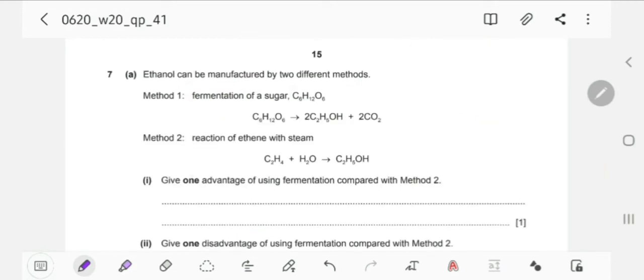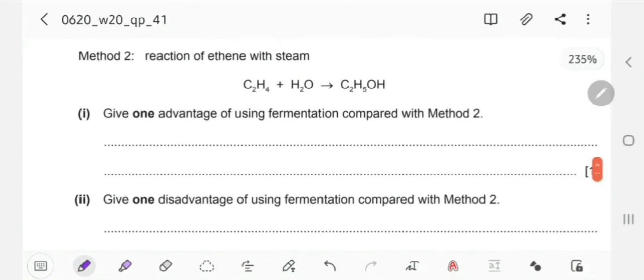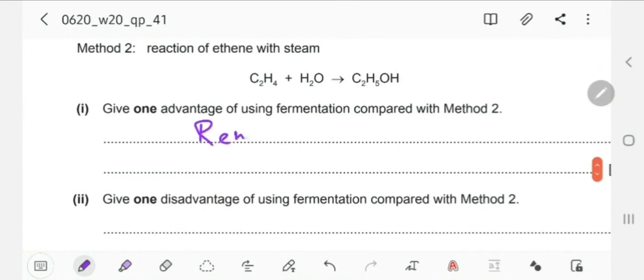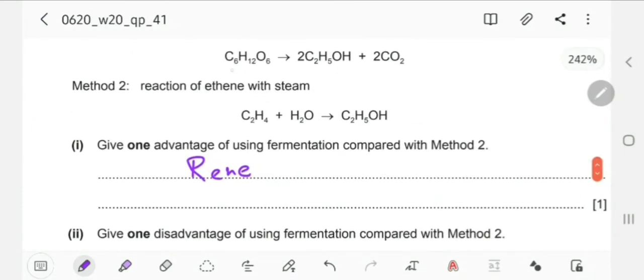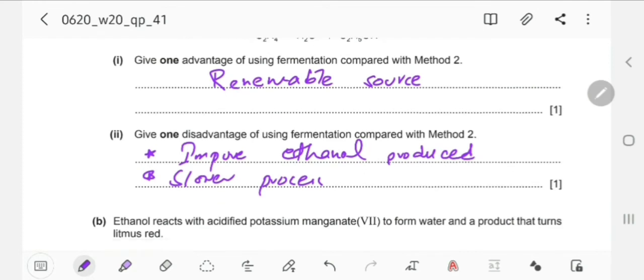Okay, question number 7, part 1 states that it's about fermentation and the reaction of ethene with steam that produces ethanol by these two methods. Give an advantage of using fermentation compared with method 2. We know fermentation has a big advantage, which is that it uses a renewable resource, glucose. And the disadvantage of using fermentation is that we are not getting pure ethanol, so we can write impure ethanol produced, or it is a slow process.